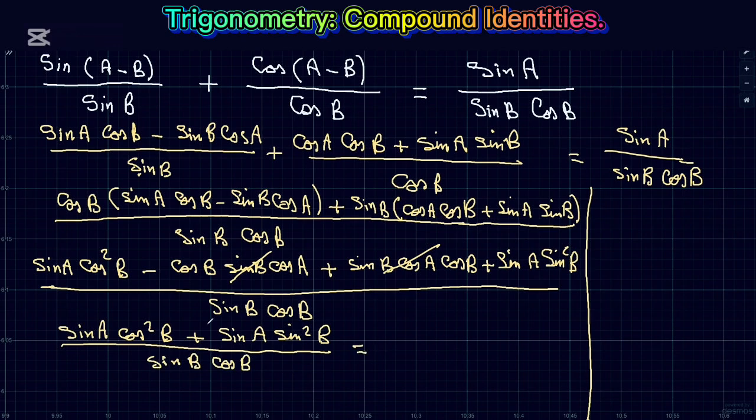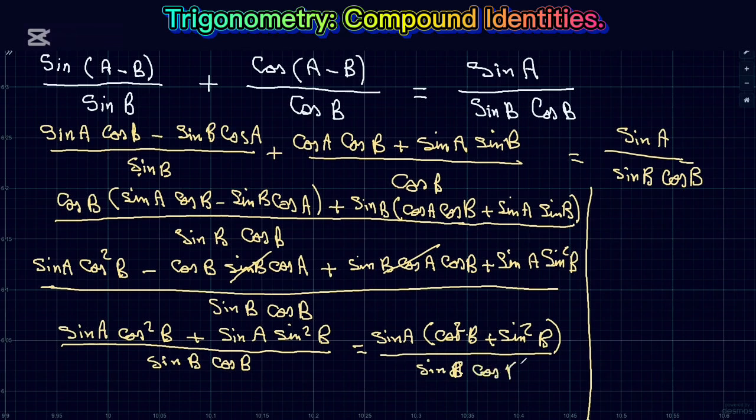which in turn I could factor out the sine A from here as a greatest common factor. I end up with cos squared B plus sine squared B all over sine A, sorry, sine B cos B. Now cos squared B plus sine squared B, that's the Pythagorean identity. Cos squared plus sine squared equals 1. So all of that is just going to be 1.